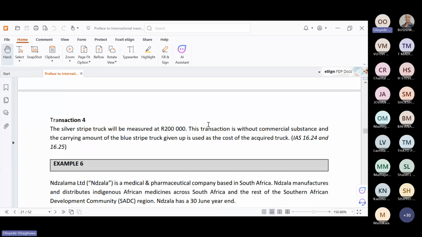They want us to test whether you understand the conditions you need to take into consideration before determining how you measure those items. They gave us the fair value of the trucks, but they have already told us that the trucks lack commercial substance because they are of the same age and have the same condition. So it's not going to do anything better.